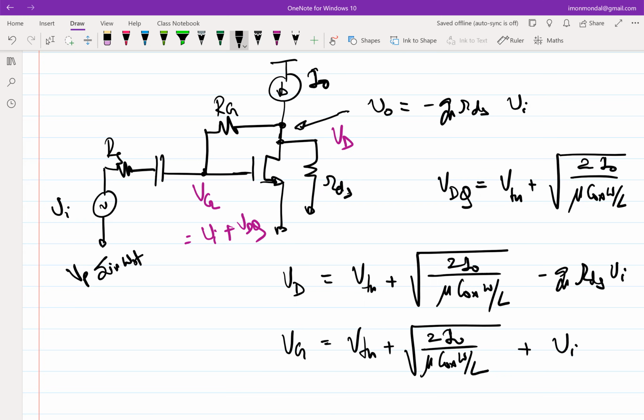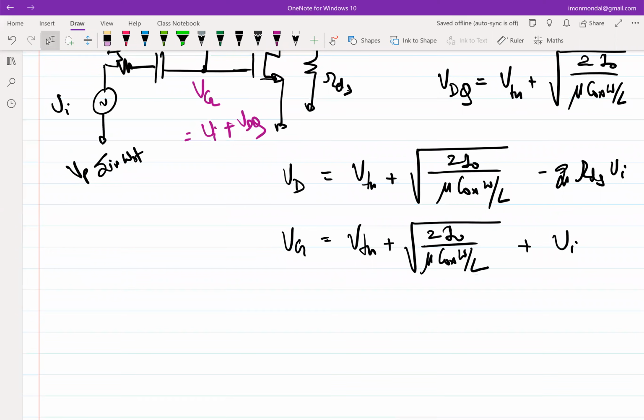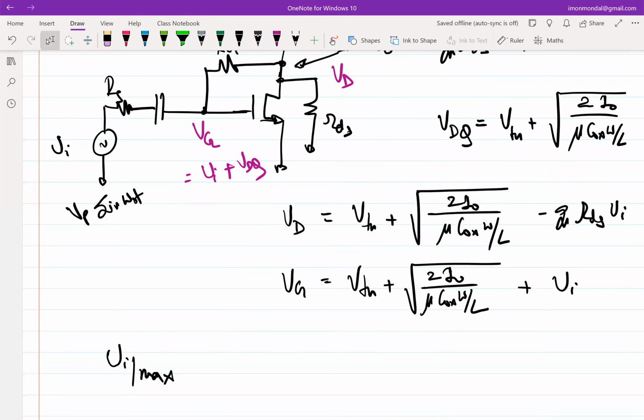Okay, so now what is the condition for maximum VI? What will be the condition? When input increases, when VG increases, VD decreases, which means the transistor is trying to go into the linear region. So we have to impose that condition, and that condition is VD total should be greater than or equal to VG total minus threshold voltage.